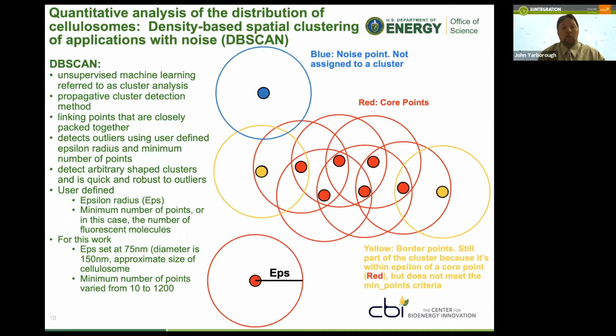fluorescent molecules. What we chose to do was to set the epsilon to 75 nanometers, which gives a diameter of 150 nanometers, which is typically the full length of an extended cellulosome. And we ranged the number of points from 10 molecules, 10 cellulosomes within this epsilon, to 1,200, sometimes even larger. That way we can start seeing clustering, a higher density of packing of cellulosomes, which in theory would give us a higher increase in fluorescence.